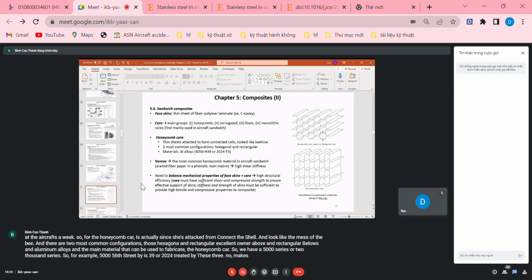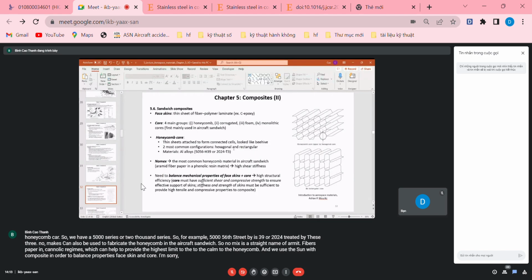Nomex can also be used to fabricate the honeycomb in the aircraft sandwich. Nomex is a trade name of aramid fiber paper in phenolic resin, which helps to provide high shear stiffness to the honeycomb. And we use the sandwich composite in order to balance the properties of face skin and core.